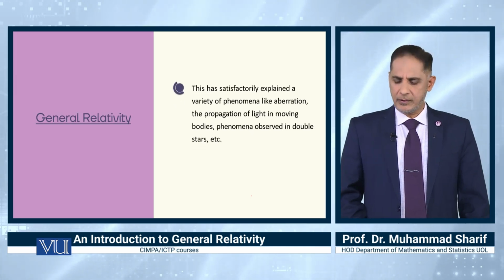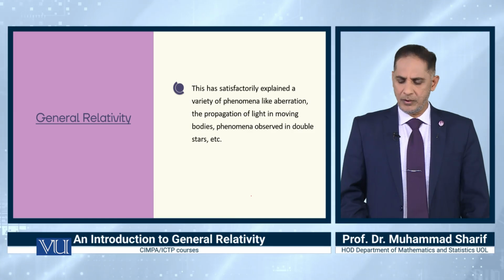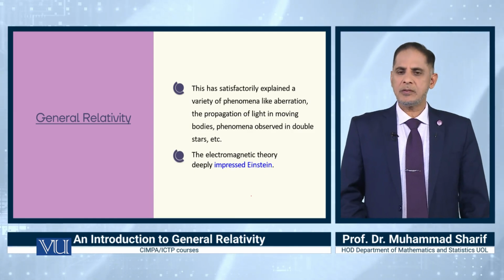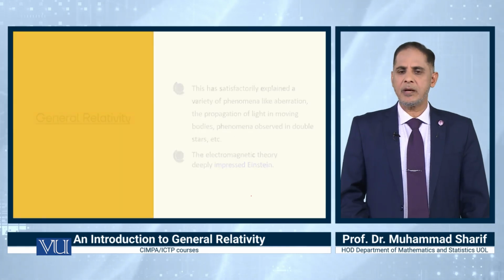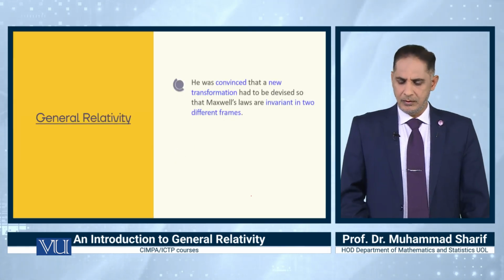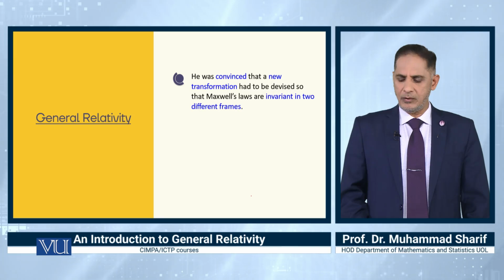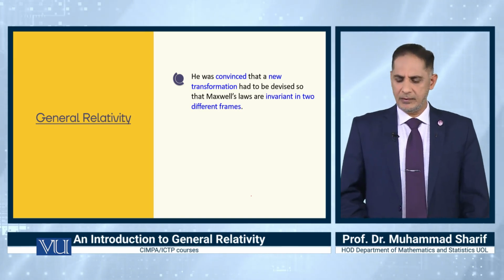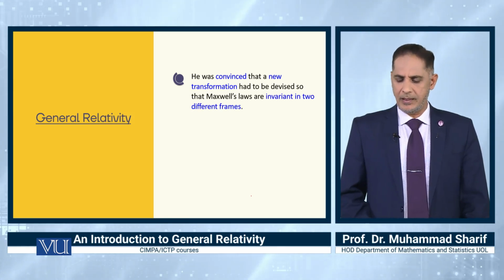This has satisfactorily explained a variety of phenomena like aberration, the propagation of light in moving bodies, phenomena observed in double stars, etc. This theory, the theory of electromagnetism, deeply impressed Einstein. So, he was convinced that a new transformation law had to be devised so that Maxwell's equations remain invariant in different frames. This was the main motivation of Einstein, that these equations must be coordinate invariant like tensors.